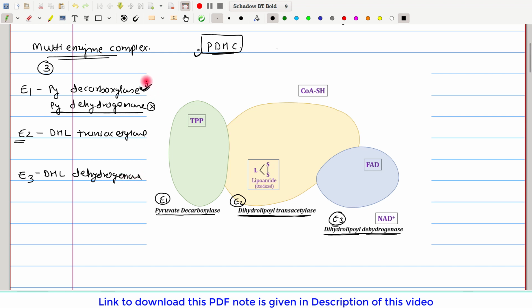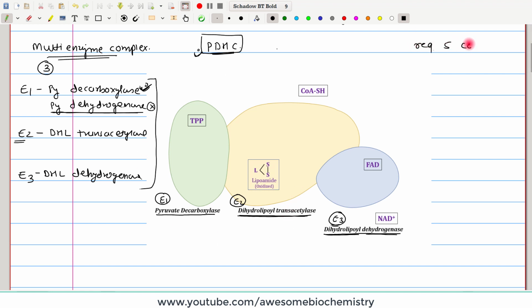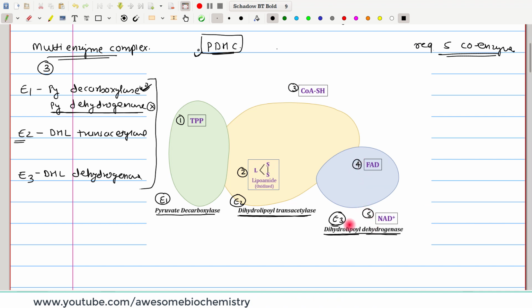Now, in addition to these 3 different enzyme activities, this whole complex requires 5 different coenzymes. All these coenzymes are shown in this diagram. You can see thiamine pyrophosphate, lipoamide, coenzyme A, flavin adenine dinucleotide, and NAD+. So, we have 5 different coenzymes. Let's discuss each of these coenzymes. The first one is thiamine pyrophosphate. This thiamine pyrophosphate is covalently bound with this pyruvate decarboxylase, as shown in this diagram, right?